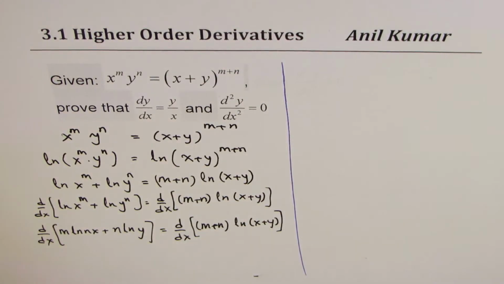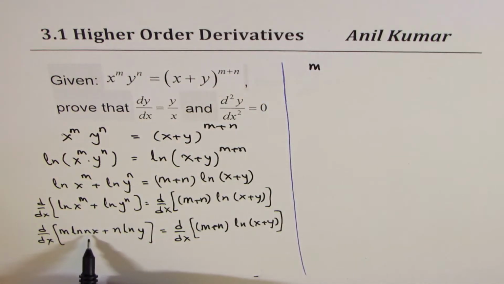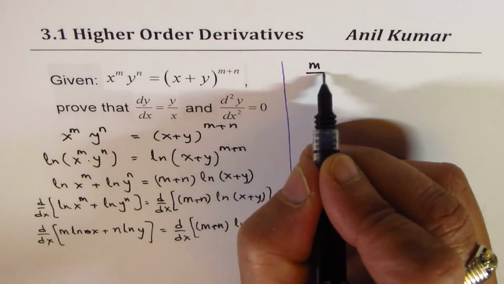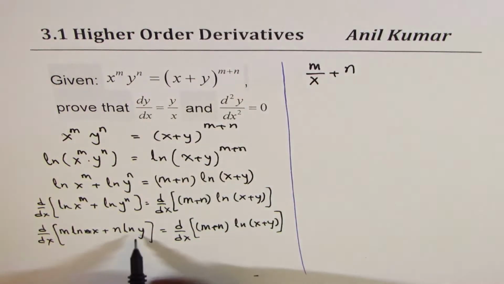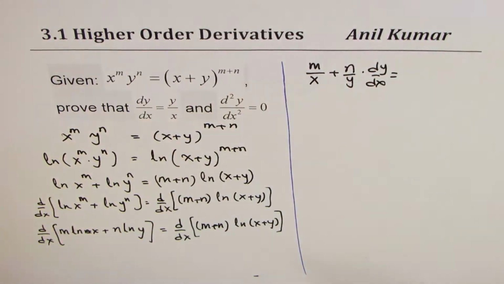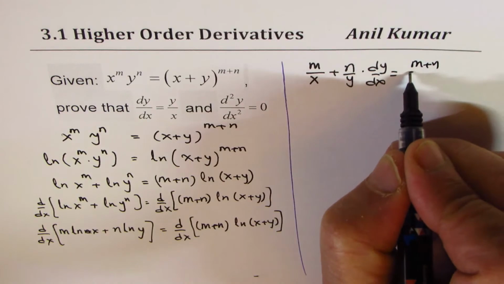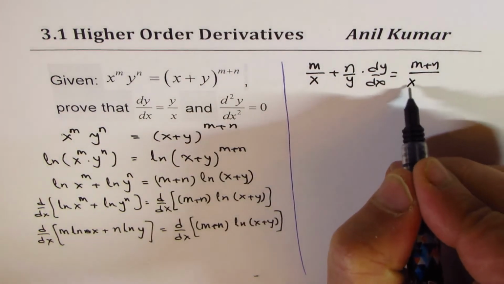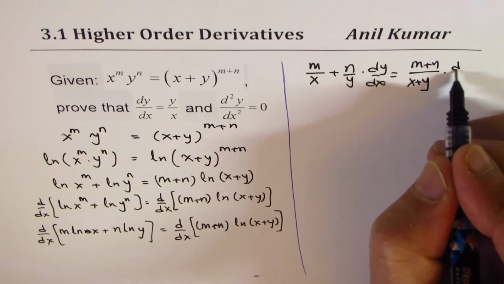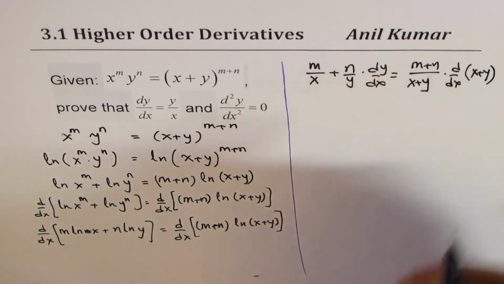Find the derivatives. So that gives me, m is a constant, so we get m over x, since this is ln x, plus n times 1 over y times dy/dx equals, on this side we have a constant, (m plus n) over (x plus y), times d/dx of (x plus y), correct?